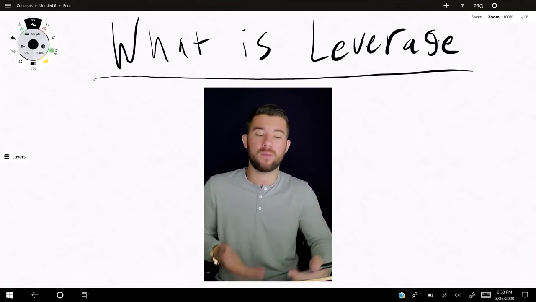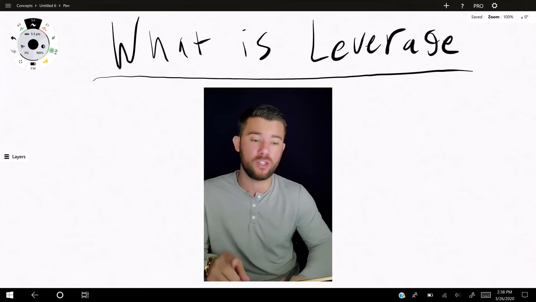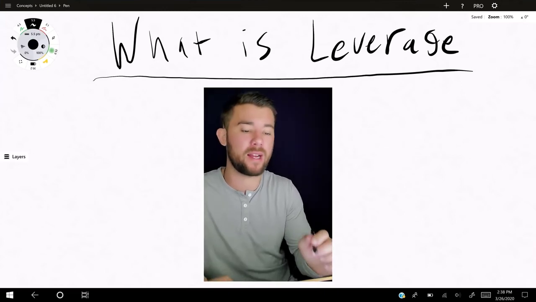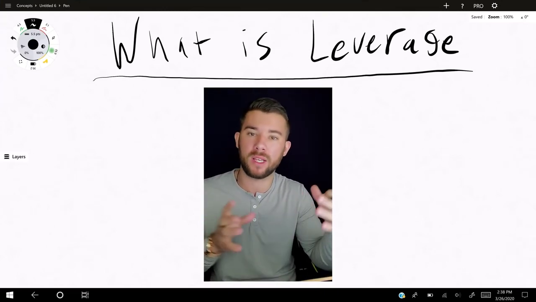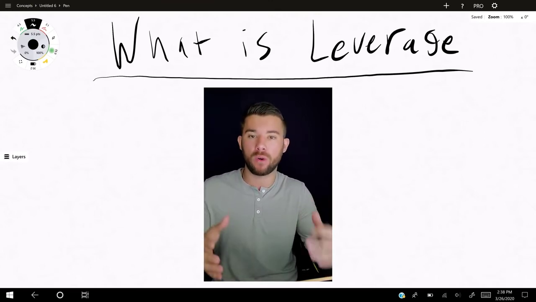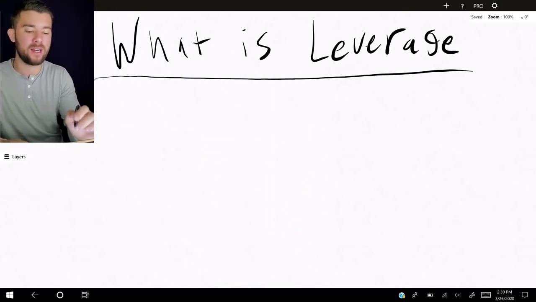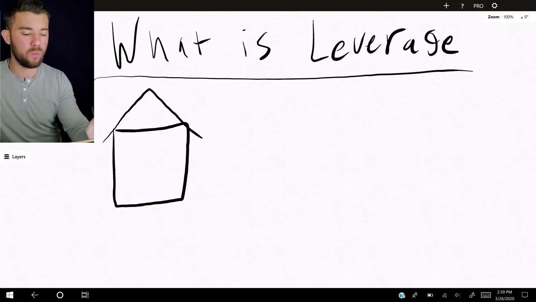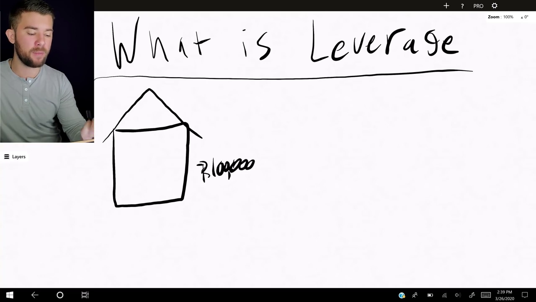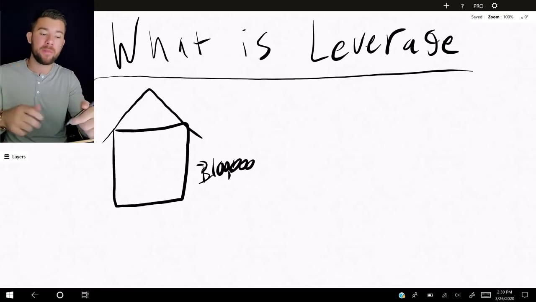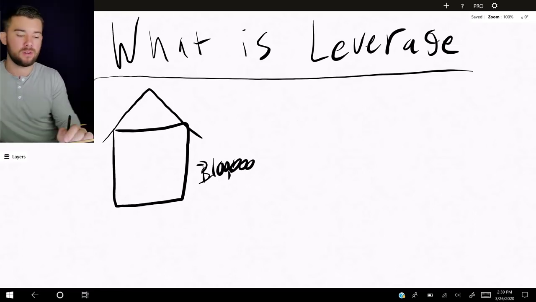So let's go ahead and get started with what is leverage. And the way we're going to do that is by using an example of the housing market. Let's say, by the way, in the housing market, when you want to get a loan for a house, you actually need 20% down on that property in order to purchase it. So let's say you find a property that you want to invest in, and this property is $100,000. In the case of this property being $100,000, how much of a down payment do you need in order to buy this house or invest in this house?